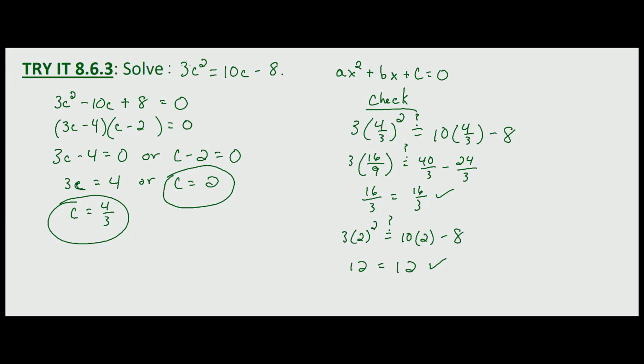And again, anytime we have a quadratic like this, where there are variables on both sides of the equation and a constant as well, we move everything to one side of the equation to put it in quadratic form. So that was our 3c squared minus 10c plus 8. Then we factor, and then we use the zero product property to set each of those factors equal to 0, and then solve for the variable. And then to check, we just substitute back into the original equation and make sure that it makes a true statement.